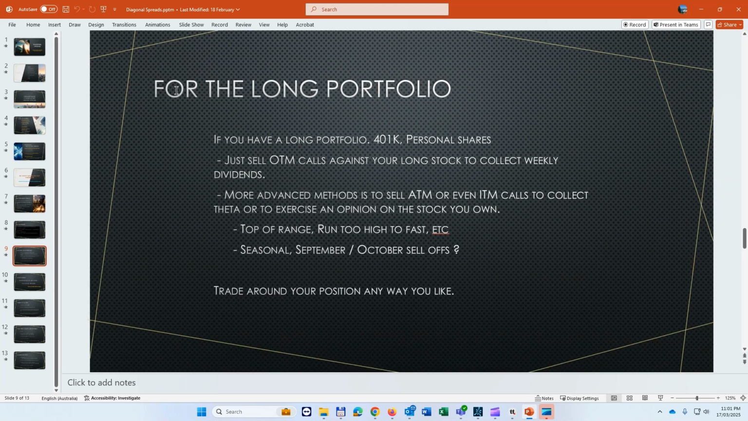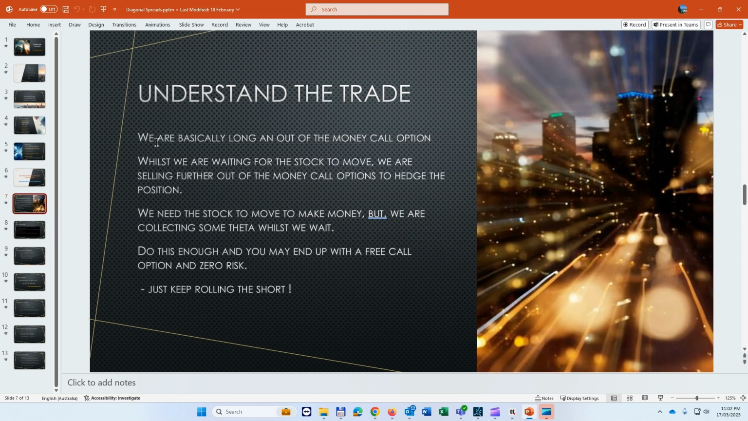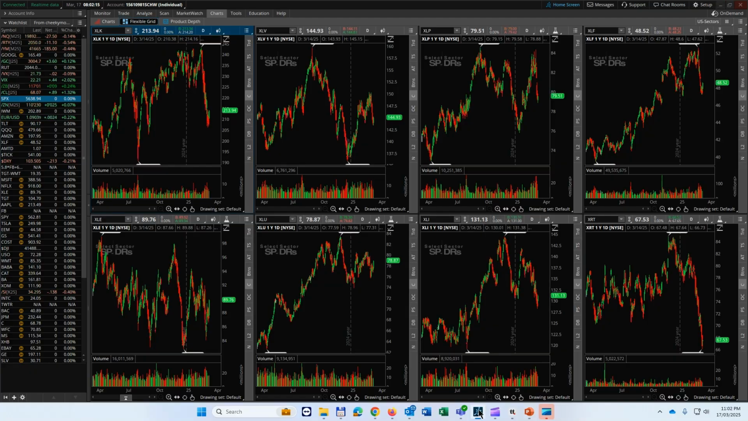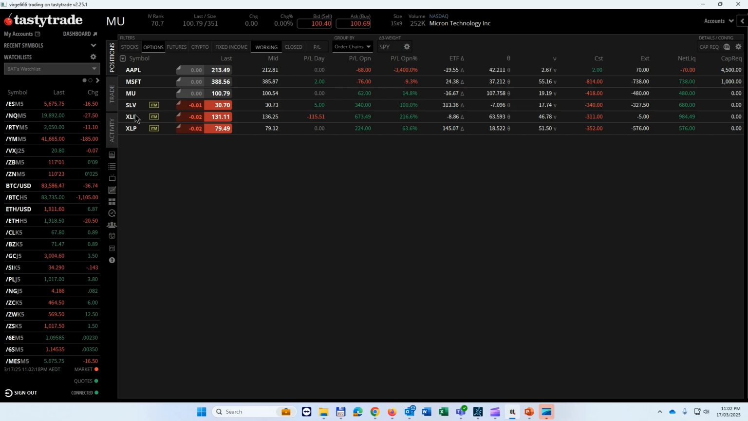Here we go. This is for a long portfolio. Keep in mind, you can be short, you can be long, it doesn't matter, but understand the basis of the trade. We are going to buy a stock based on a belief. So what we're basically going to do is go long an out of the money call option. What's that look like? Now let's use Tasty. It's a bit easier with Tasty.